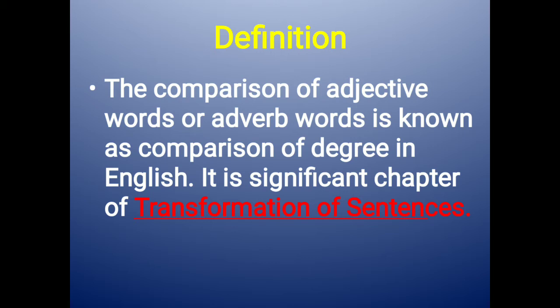So after this we are going to discuss the three main degrees of English. The first one is positive, the second one is comparative, and the third one is superlative. And we will also discuss how to recognize which degree we have in the sentence. So let's start with the first degree, that is positive.